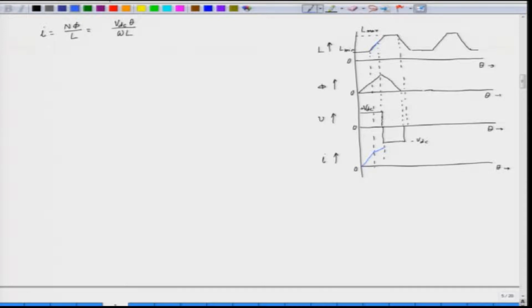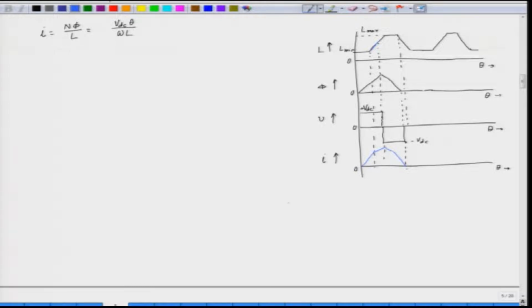So, we have to quench the current. To quench the current, we apply a negative voltage. Voltage is now minus VDC. So, the current will gradually fall down, and since we have a negative voltage here, the current will come down to 0 before the onset of negative dL by d theta. So, this is how the current will look like.